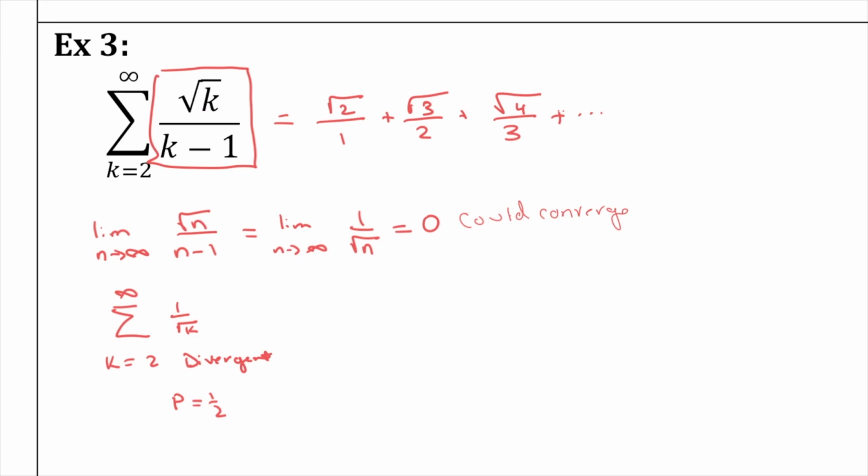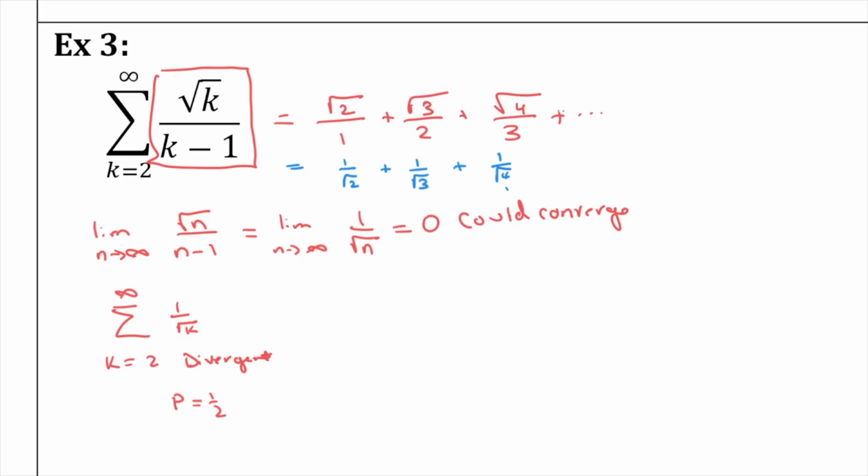All right, let's set up our values and do a nice little comparison. For k equals 2, we have 1 over root 2, which is root 2 over 2. And then we will have 1 over root 3, which is root 3 over 3, and 1 over root 4, which is root 4 over 4.